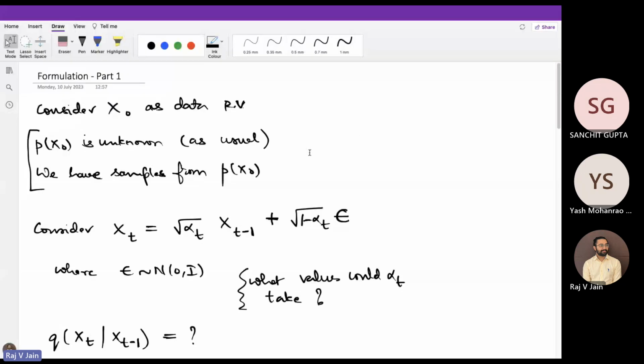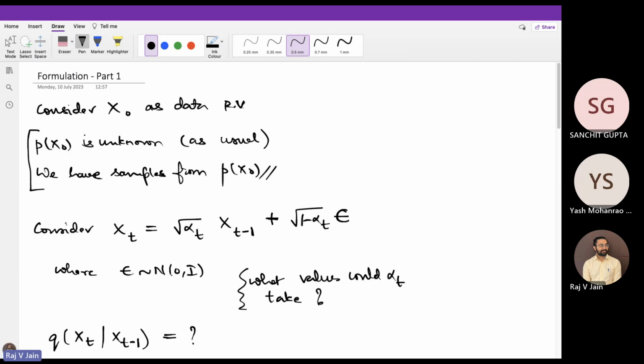Okay, so we'll start the diffusion model formulation today. We have been looking at x as a random variable for data. So let's take x0 as a random variable for data. Obviously we don't know p of x0, its probability distribution, as usual, but we have samples from p of x0. Our goal is still the same: we want to generate samples which look like the samples that we have.